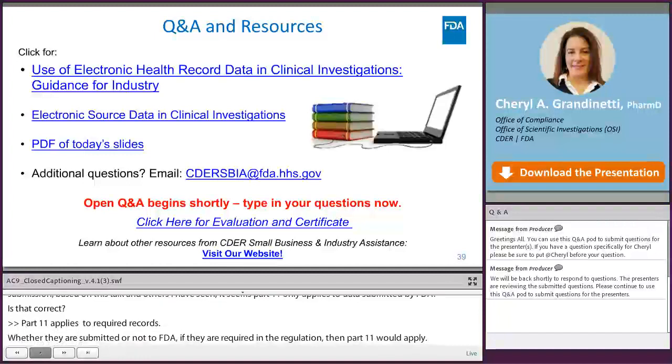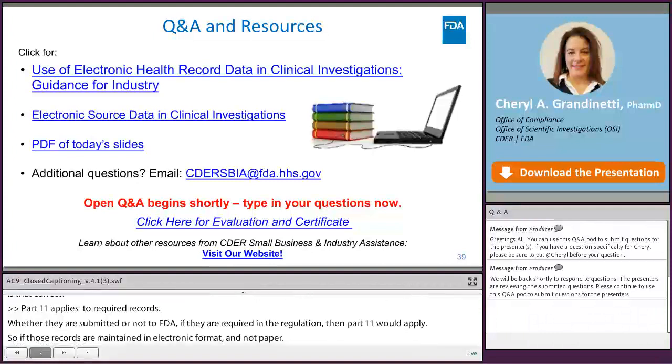Also, we further state that any record that is an essential document as defined by ICH E6, so it's used to reconstruct the trial, and it's maintained in electronic format, then Part 11 would apply to those records as well.